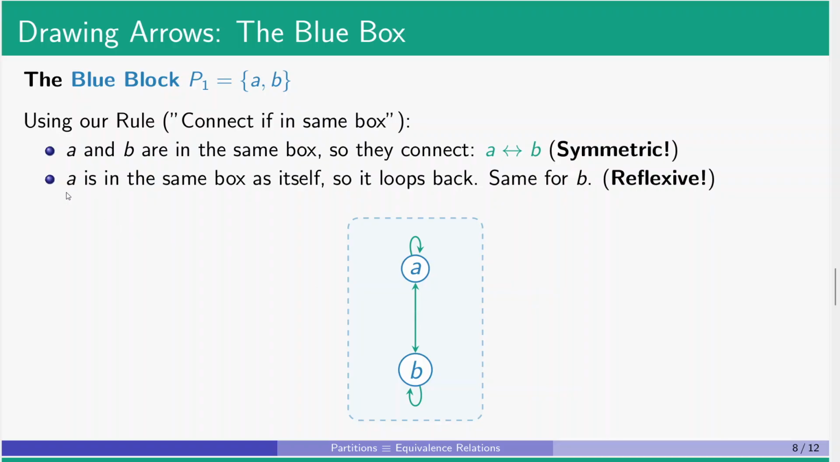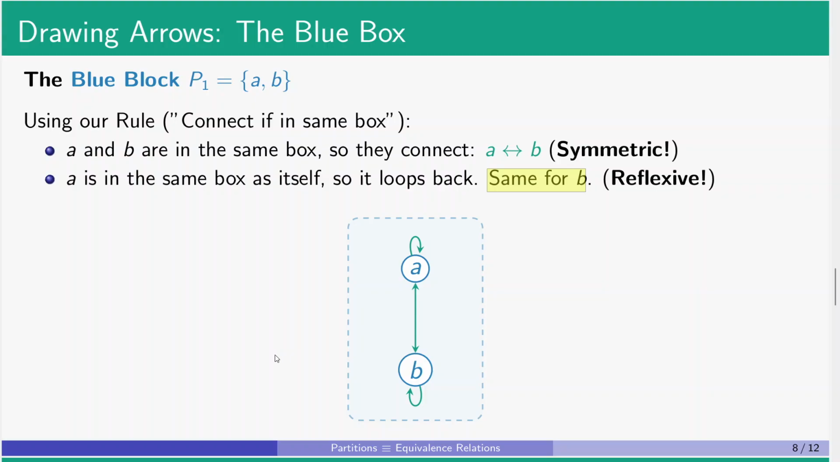Second, A is in the same box as itself, so A gets a self-loop. B is in the same box as itself, so B also gets a self-loop. And that automatically satisfies the reflexive rule. We get reflexivity for free, simply because every element is trivially in the same box as itself. So from this small blue box with just 2 students inside, we have already demonstrated 2 of our 3 rules without any extra effort. The structure of the box does the work for us.